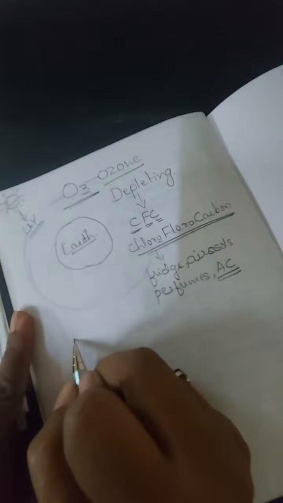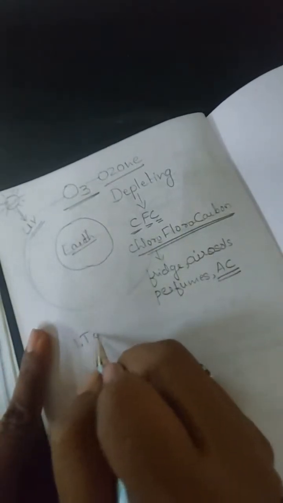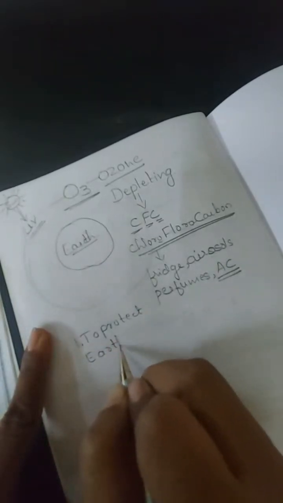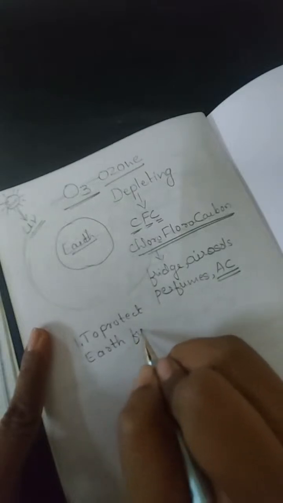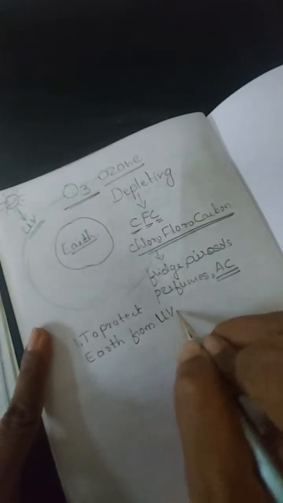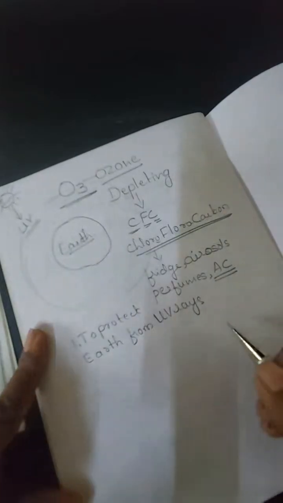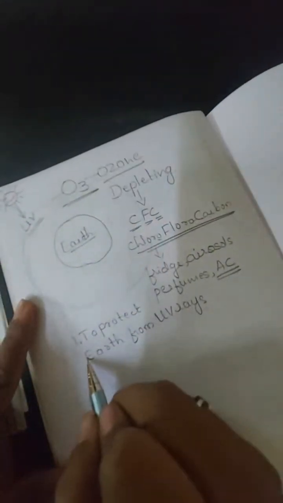Why should we protect the ozone layer? One reason, only one reason: to protect the earth from UV rays. Hope you understand this one. Okay, next one and the last one, that is biodegradable and non-biodegradable.